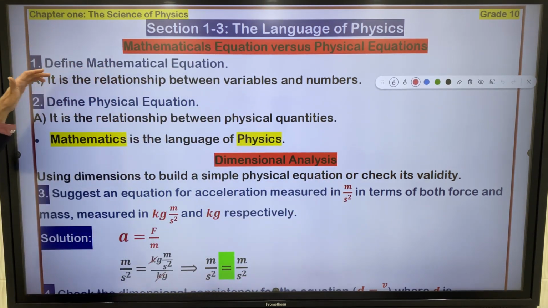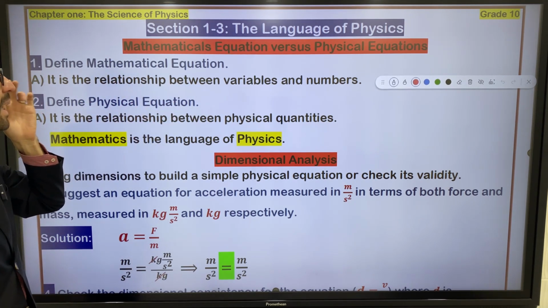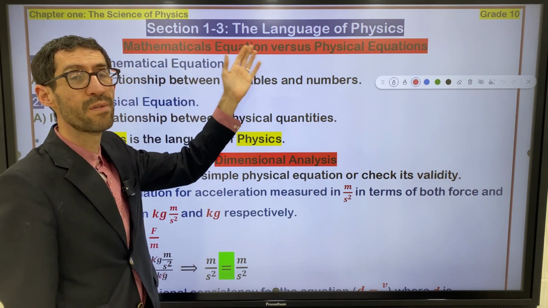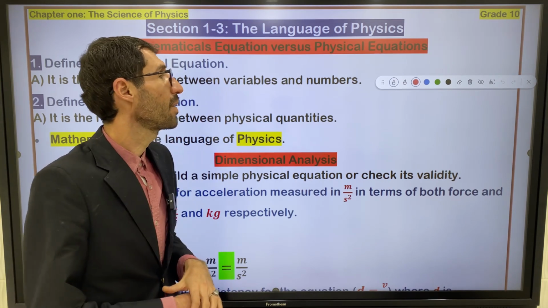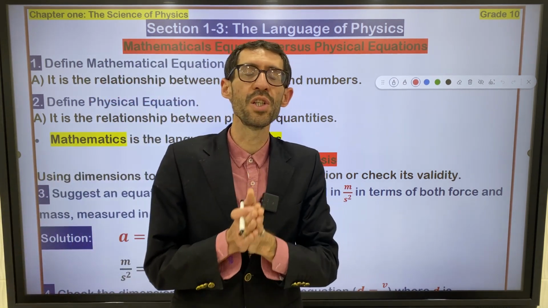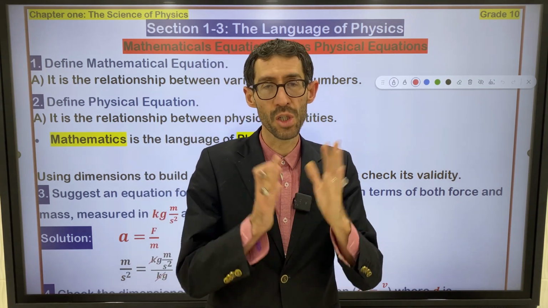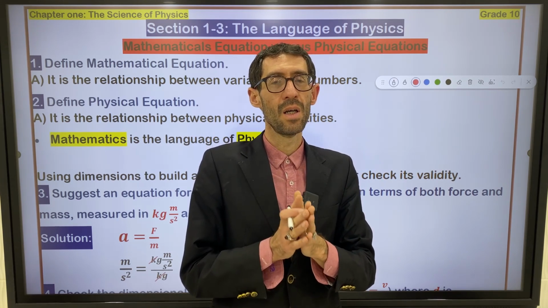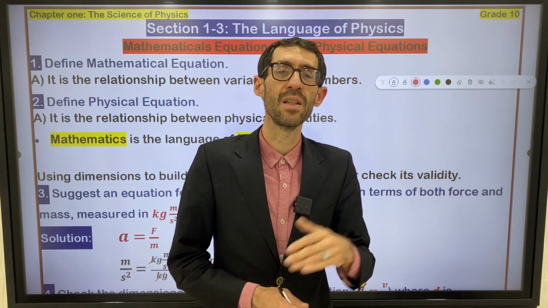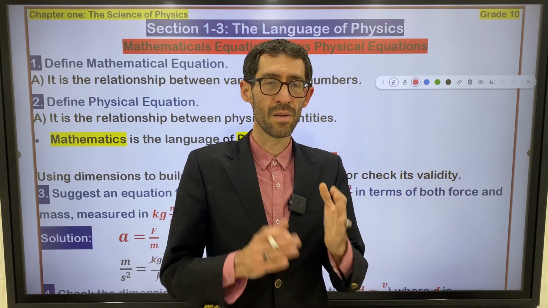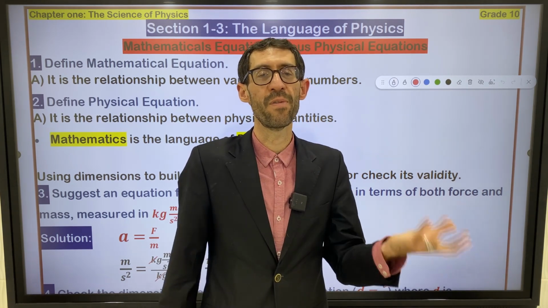We have a question here. Question number 1: Define mathematical equation, right? And the title is mathematical equation versus physical equations. Actually, equation in general means relationship between variables and numbers. In mathematics, equation means relationship between a variable and numbers, right? But this equation is different from physics, actually.